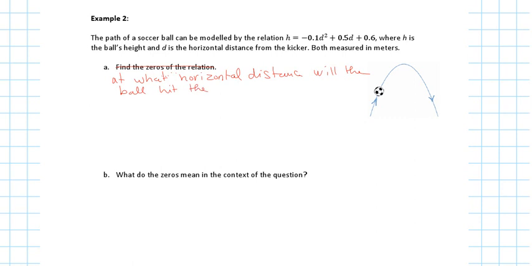Okay? So then you know that you're finding the zeros, because anytime you're hitting the ground, that means your height is zero. So you're looking at height, and you're looking at horizontal distance. We have a ball that's going to go like this. It's starting at 0.6, correct? My initial height is 0.6. So what form do I have to put it in?